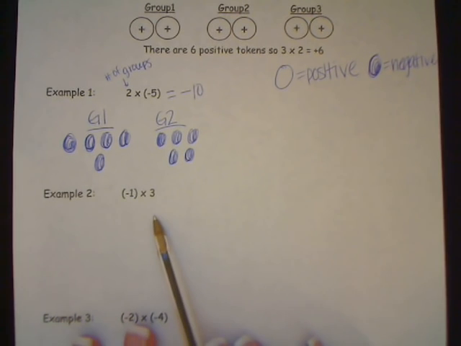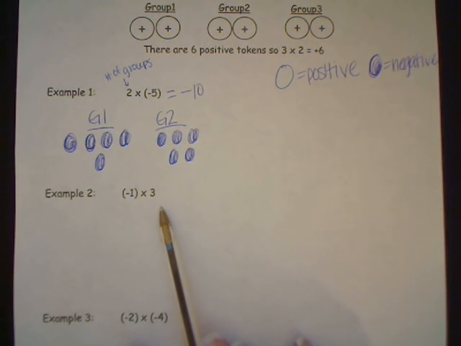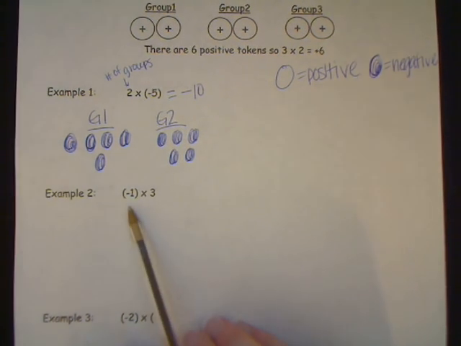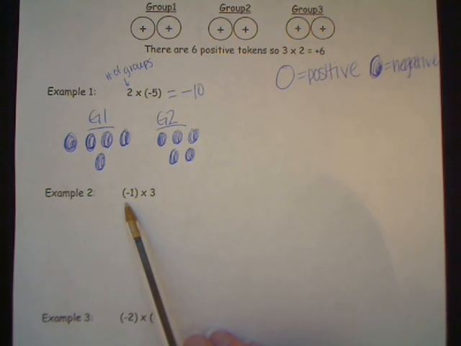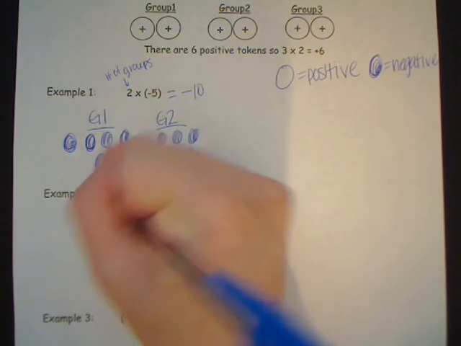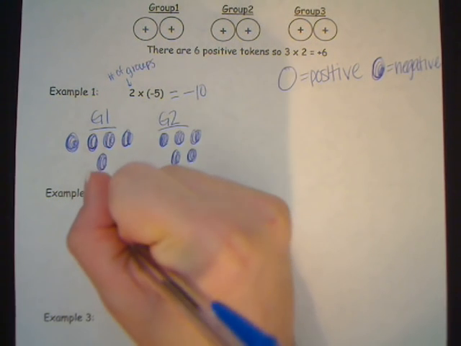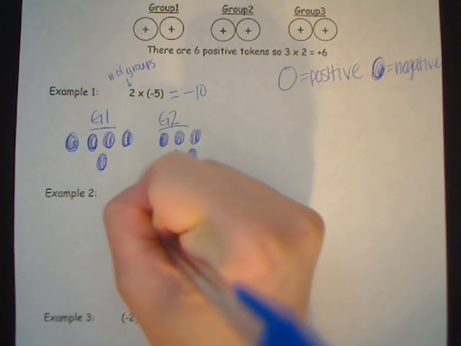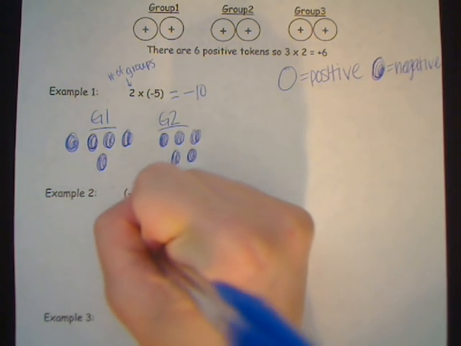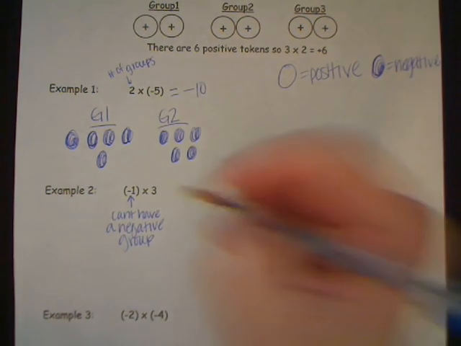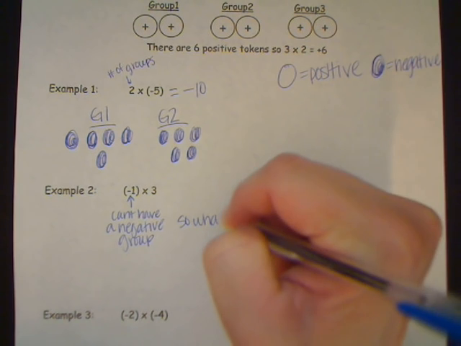Let's look at example 2. Negative 1 times 3. Well, we know our first number is our number of groups. Can I have a negative number of groups? Is that possible? I hope you said no, because you can't have a negative group. So what do we do?